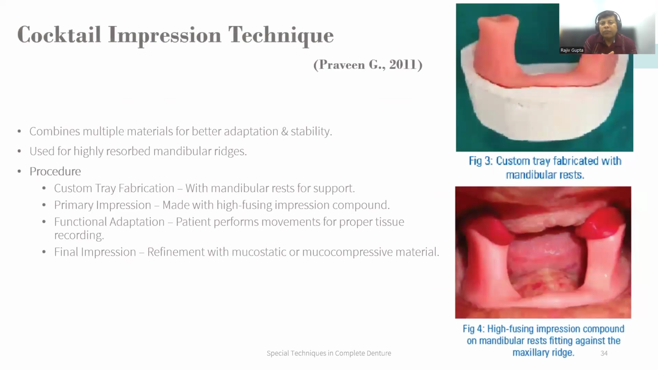Then the cocktail impression technique, which was given by Praveen G in 2011. Again, it is a modification of the different techniques, but ultimately what we are trying to record is the resorbed ridge with minimal or functional pressure. It combines multiple materials for better stability and adaptation, and it is used for highly resorbed ridges. The custom tray is fabricated with a mandibular rest for support. In that, for creating a functional load, instead of having rims, they have created a rest on the mandibular denture base or the special tray, which gets adapted to the opposite maxillary arch. So we are able to get the right functional load or the closed impression in this particular method.